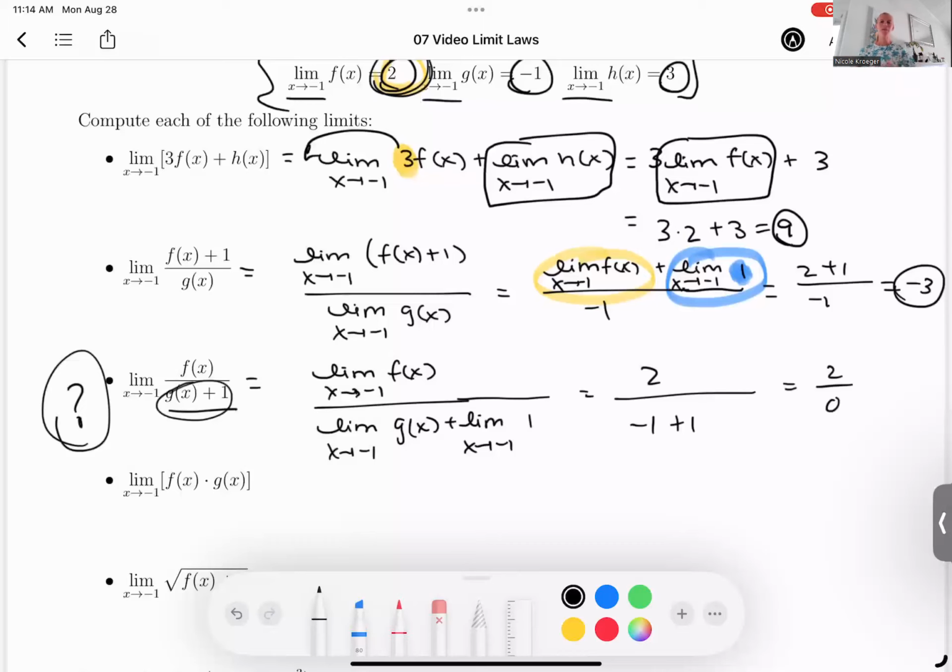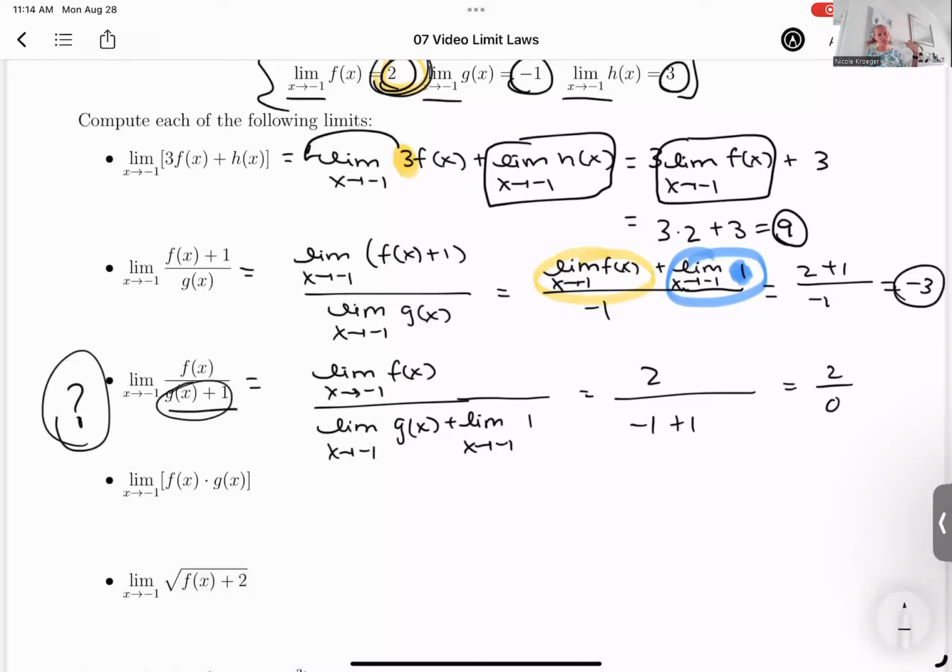We don't know. And this is what we'll spend the next week or two working on, figuring out what happens when we get 0 in the denominator. The limit laws don't apply. So what do we do? We'll just leave that one be. We'll come back to it eventually.